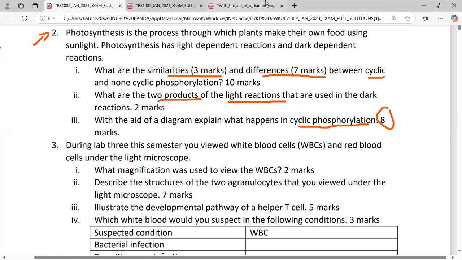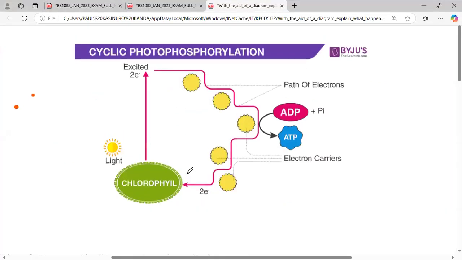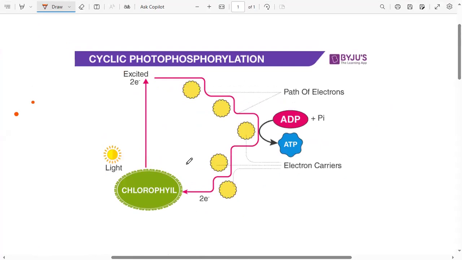Okay, so I'll try to explain it. I'll show you a diagram here, and then I'll be explaining. This is, in short, what happens in the cyclic photophosphorylation. Okay, so now let's begin to explain this.